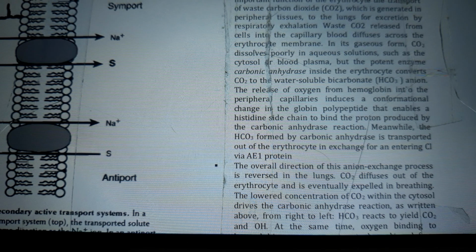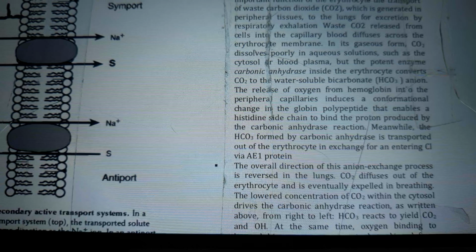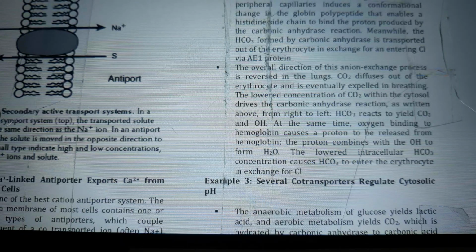The release of oxygen from hemoglobin into the peripheral capillaries induces a conformational change in the globin polypeptide that enables a histidine side chain to bind the proton produced by the carbonic anhydrase reaction. Meanwhile, the bicarbonate formed by carbonic anhydrase is transported out of the erythrocyte in exchange for an entering chloride via AE1 protein.